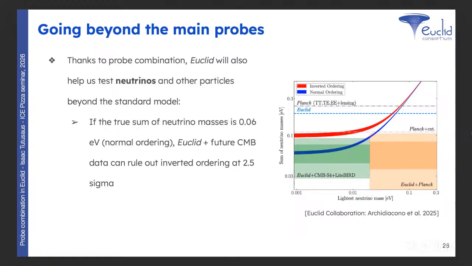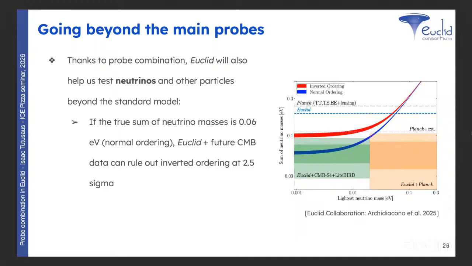So here in this plot, you see the sum of neutrino masses as a function of the lightest neutrino mass. Now you see that this is the current constraint from Planck. This is our focus for Euclid, so a bit better than Planck, so it's not useless, but still. While we combine Planck with external data, meaning data from lower redshift, this is what we get. And this is our prediction combining Euclid with Planck and Euclid with future CMB data.